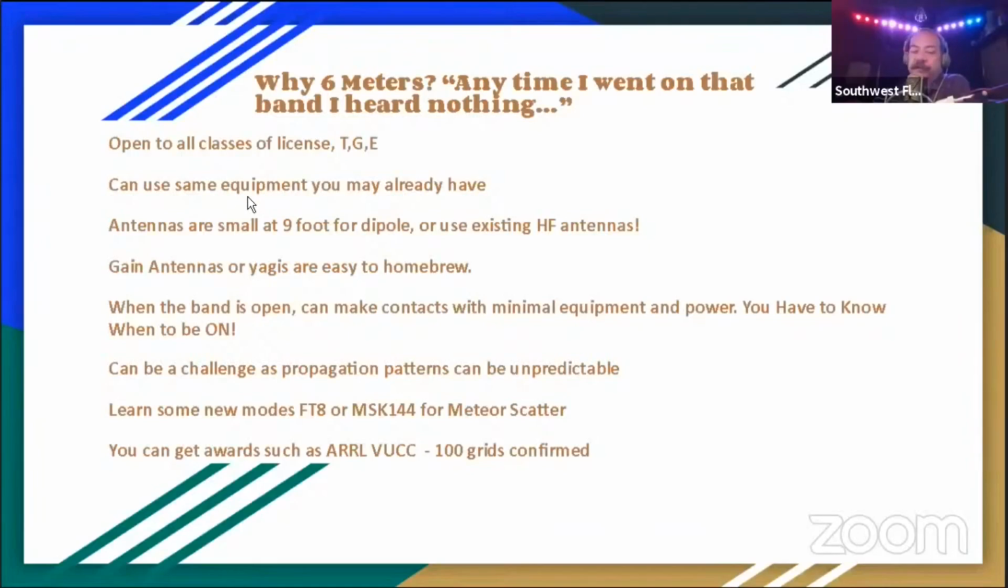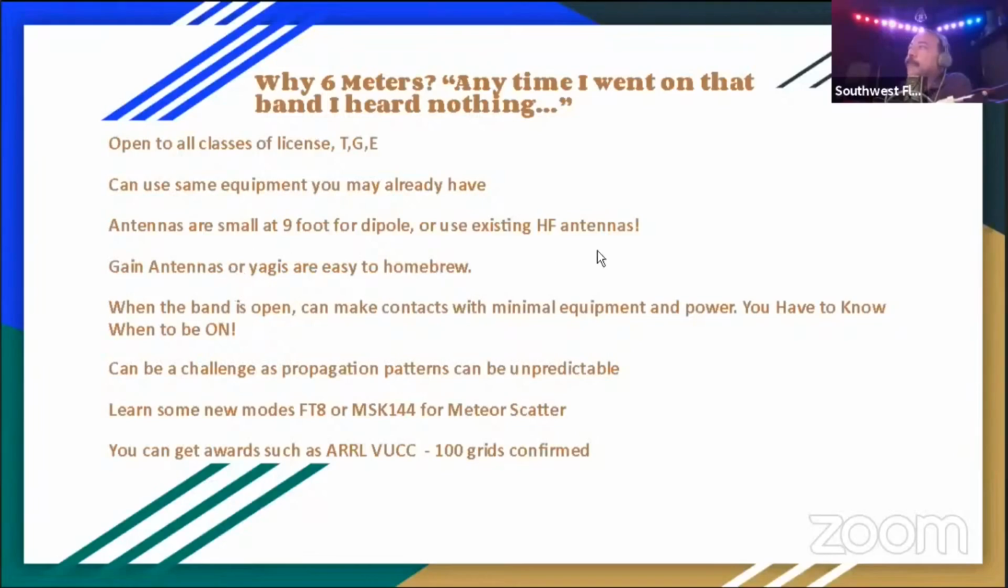And building a 6 meter antenna is easy. I built 2 this week. I rebuilt my extension cord one at the beginning of the week. And then I put together my H2 square, and I'll talk about that later. Antennas are as small as 9 foot. And you can also use your existing HF antenna if you've got a tuner that will do it.